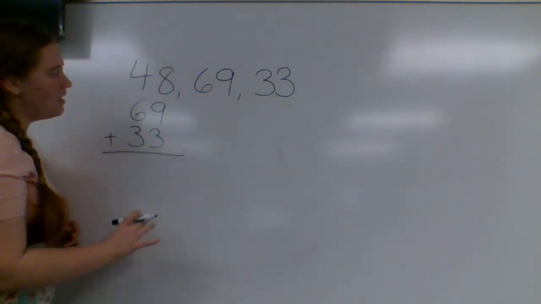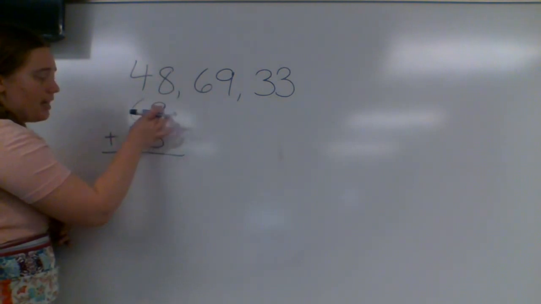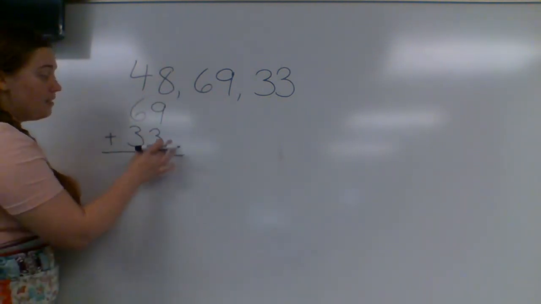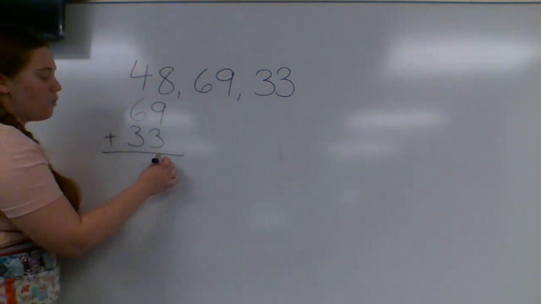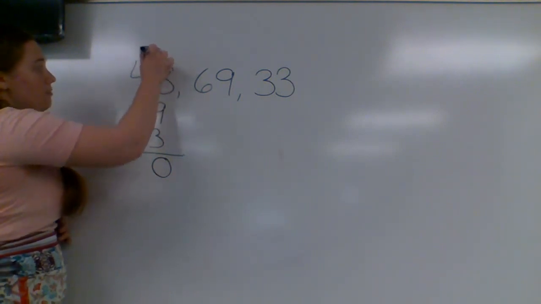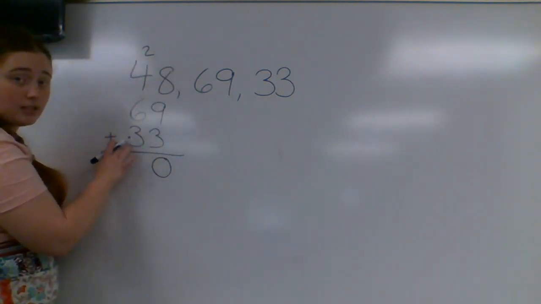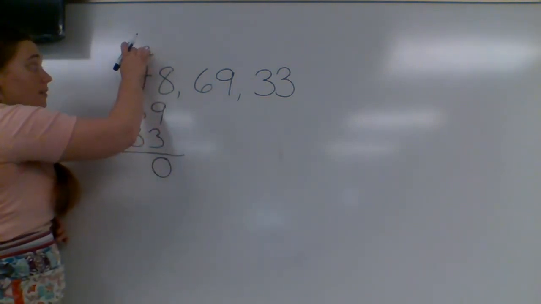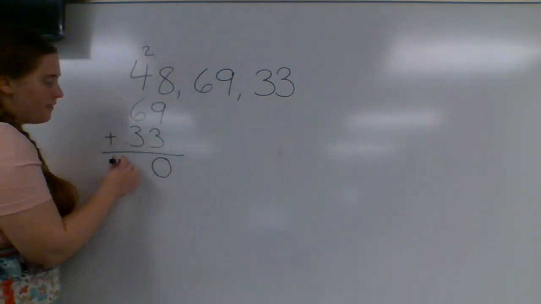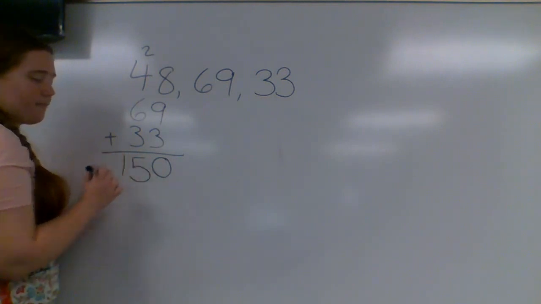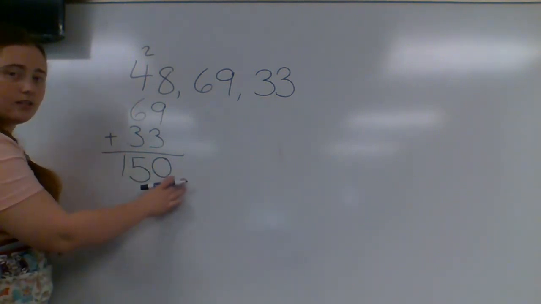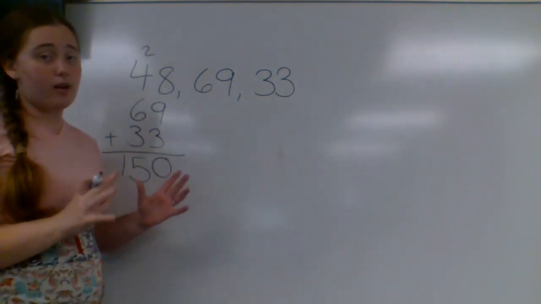That's kind of how I like to do it also. So we have this 8 plus 9. 8 plus 9 is 17, plus 3 is 20. Carry the 2. 6 plus 4 is 10, plus 3 is 13, and then 2 more is 15. So we have 150.